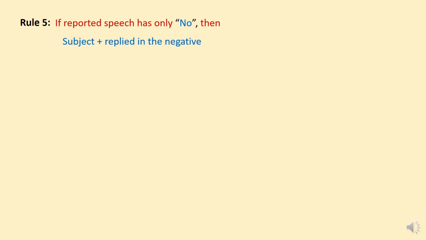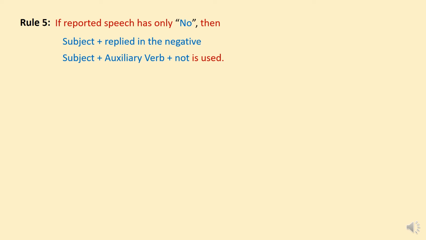Rule 5. Already we know the use and change of yes from direct to indirect. Now let us have a look if there is no. If reported speech has only no, then subject plus replied in the negative is used, or subject plus auxiliary verb plus not is used.